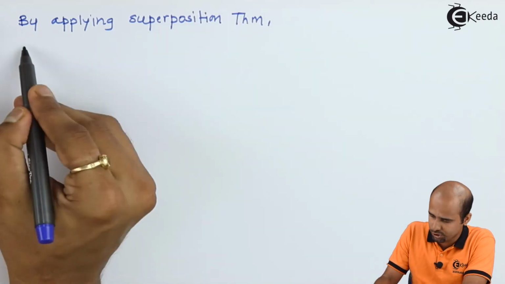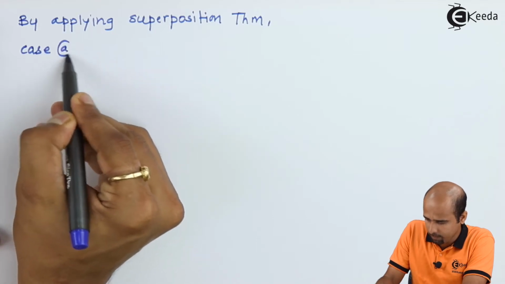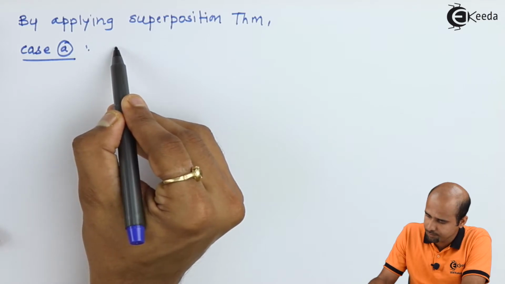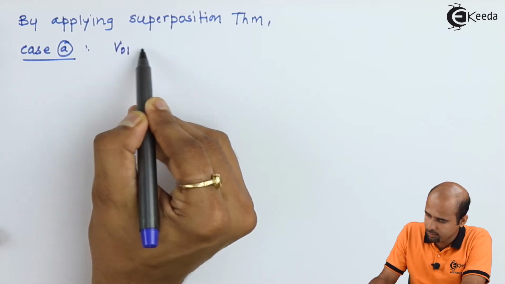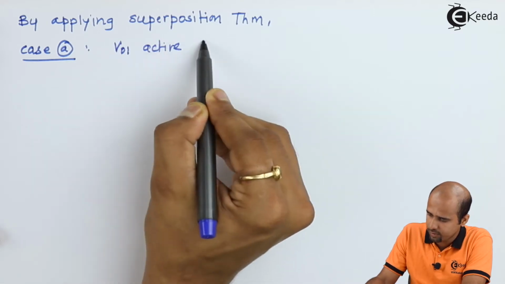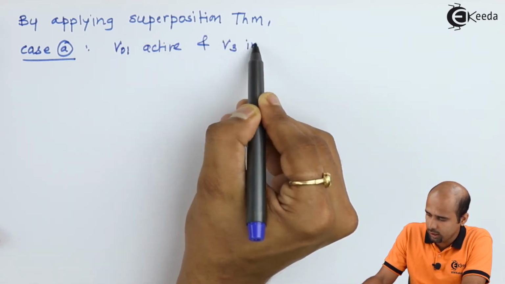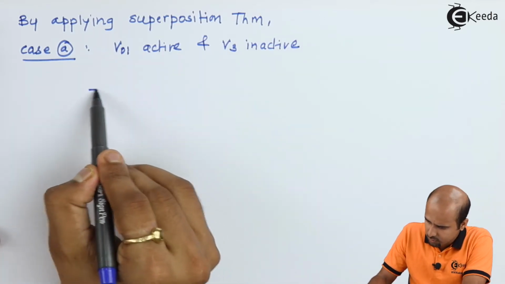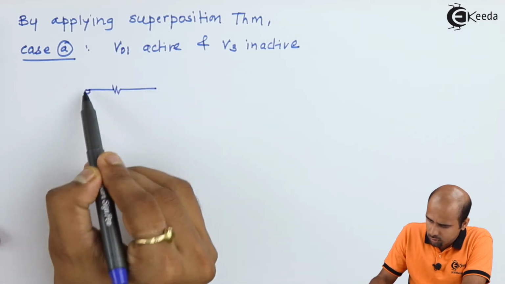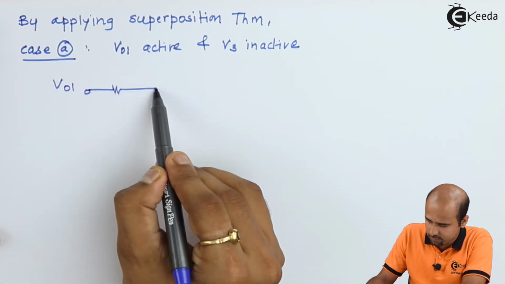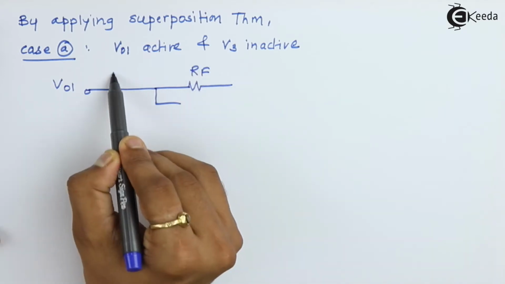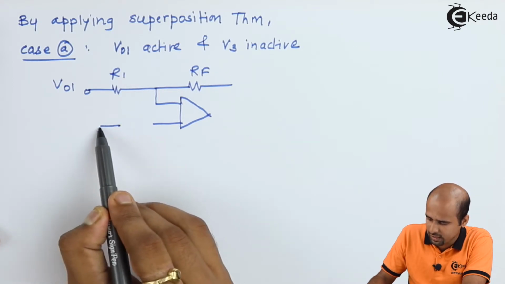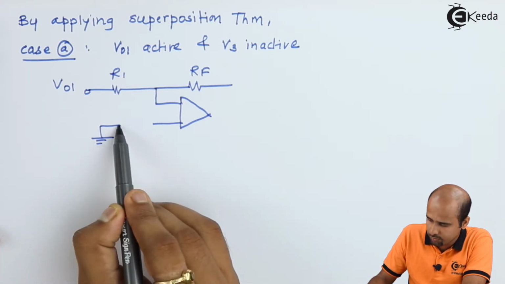By applying the superposition theorem, we will take case number A, where we are using VO1 active and V3 inactive. Very simple case. This is VO1 which is active, and V3 which is inactive, that means connected to ground.